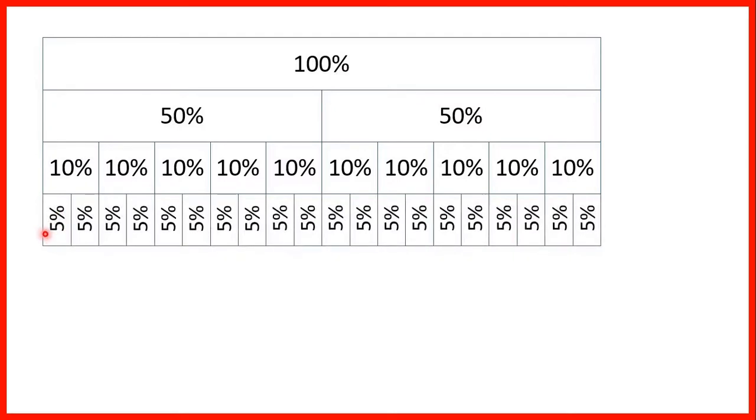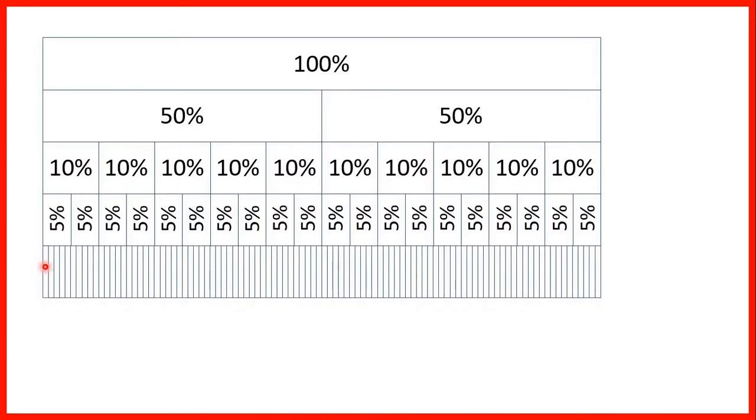Now for 5%, we can see that if we have 5% 20 times, we have 100%. Also notice that 5% is half the size of 10%. So if we have 2 5%s, that's the same as having 1 10%. And if we show 1% bars, we need 100 1% bars to be the same as 1 100% bar, because 1 times 100 is 100. And this is useful because if we want to find 50% of a number, we can divide by 2.